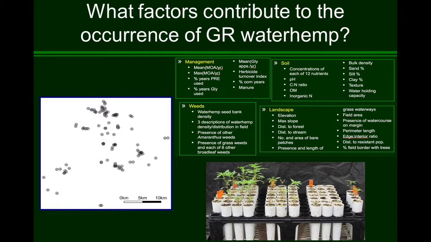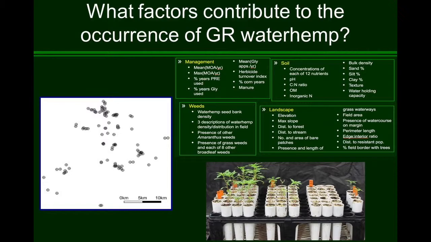So again, we were casting a large net, collecting every factor we could think of that may in some way influence the outcome of resistance. So we collected all that data. In addition, we collected seed, brought that back to the greenhouse, and screened it for resistance.